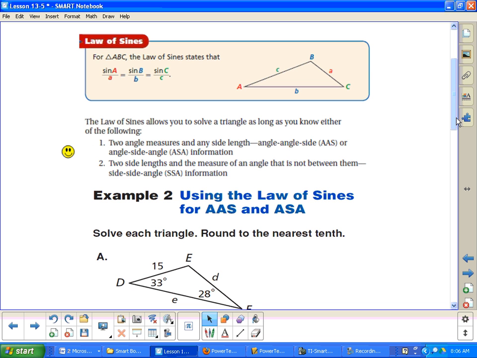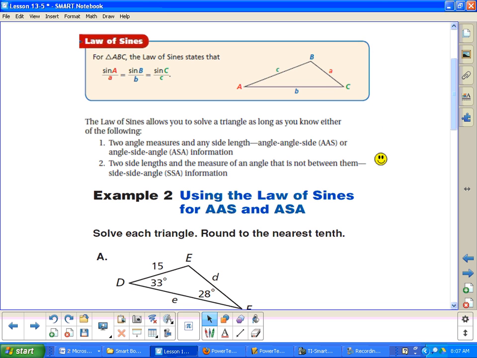It can be used when we know either of these two things: angle, angle, side, or angle, side, angle. You remember that from geometry? When we were proving congruence of triangles, angle, angle, side was one way, and angle, side, angle was another. Angle, angle, side would be like we know angle A, angle C, and side A. And angle, side, angle would be like knowing angle C, side A, angle B.